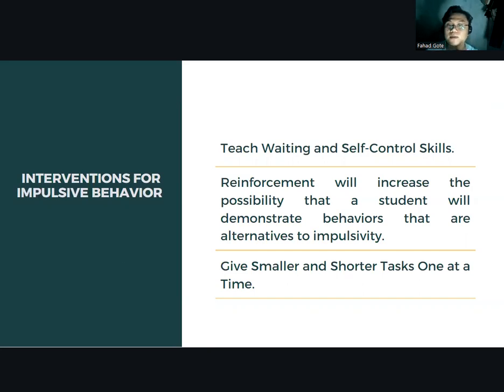Students who manifest impulsive behavior will benefit from training in social skills such as self-control. At the same time, students may be taught relaxation techniques. The reinforcement will also increase the possibility that the students will demonstrate behaviors that are alternatives to impulsivity. So the students should be taught the social skills through direct instruction and reinforcement for use of the skills to replace the impulsive behavior.